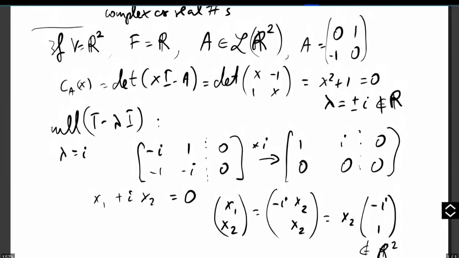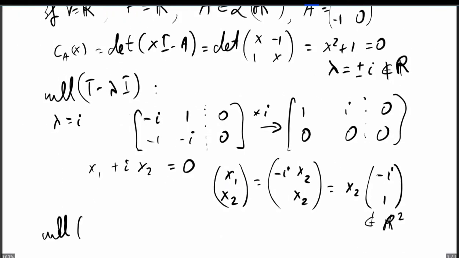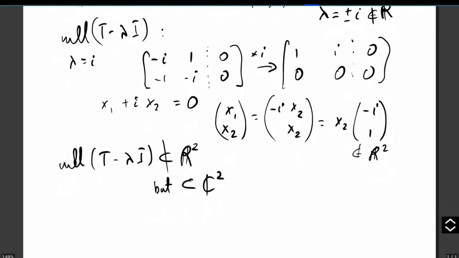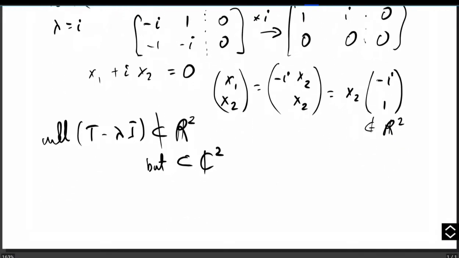So that means that, although this sounds like a nice calculation, we don't actually get a subspace in R2 as a null space. What we get instead is a subspace in the C2 complex space. So this is a problem sometimes when working with real numbers.